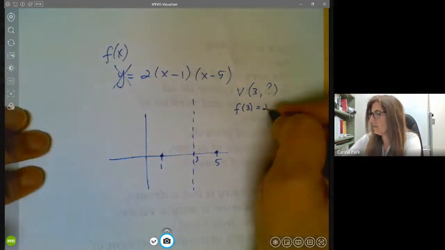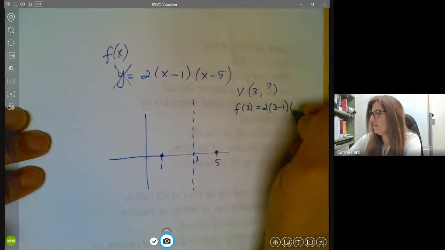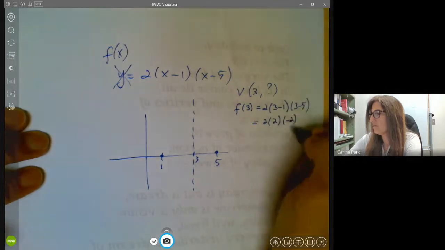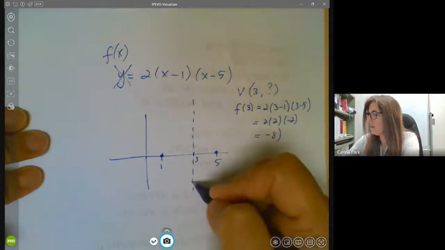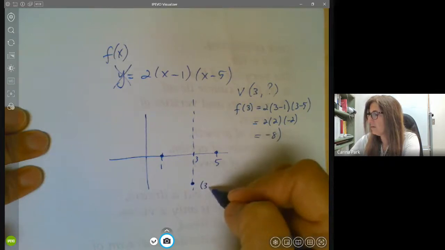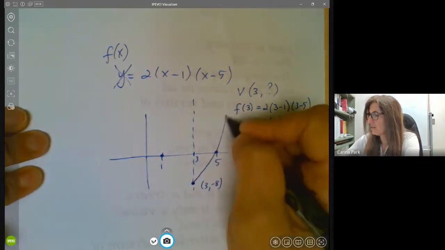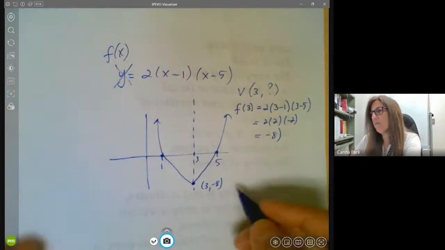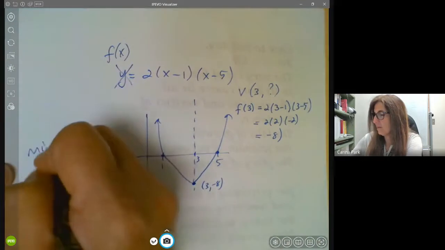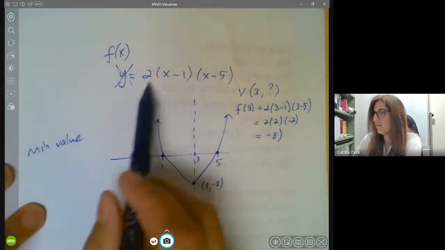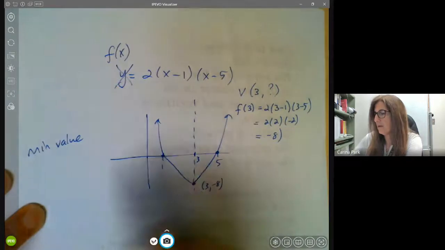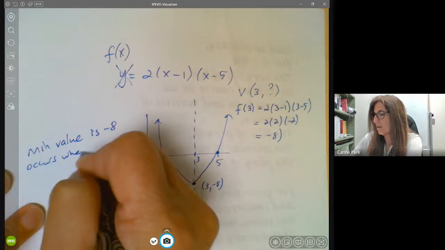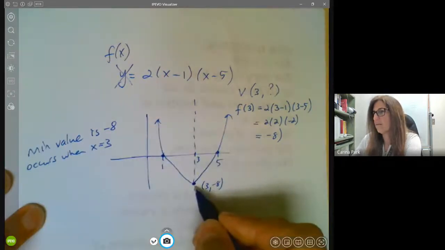So let's see. It's 2 times 3 minus 1 times 3 minus 5, which is 2 times -2, which is -8. And that tells me that my vertex is down here, (3, -8). And I can sketch this. For the purpose of maximum and minimum, I know it's a minimum because it opens upward, so it's going to be the lowest point. So the minimum value is -8, and it occurs when x equals 3.